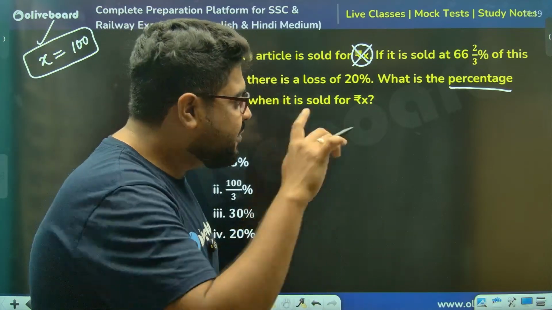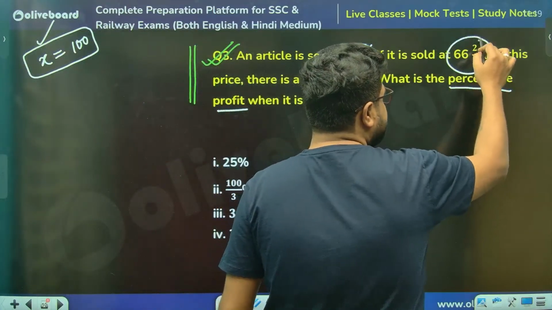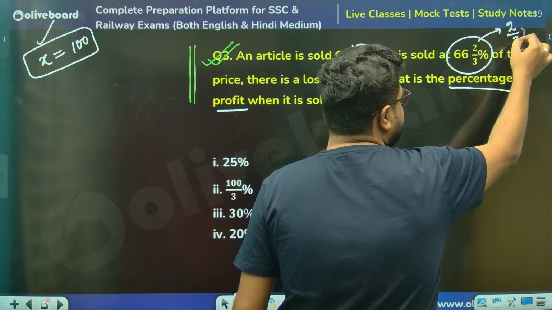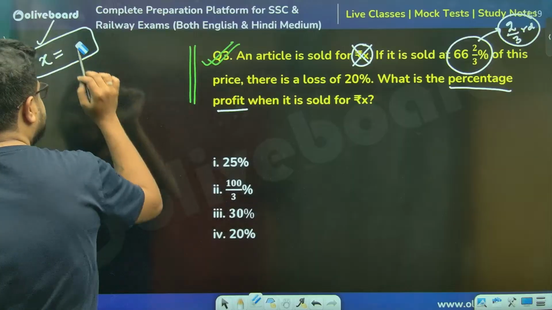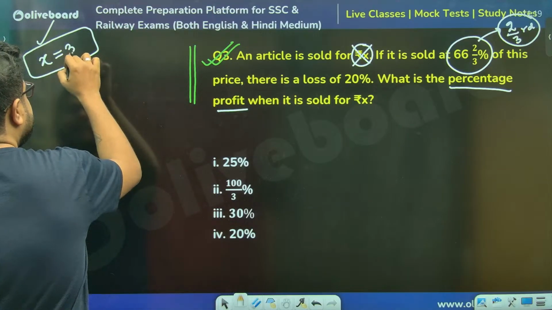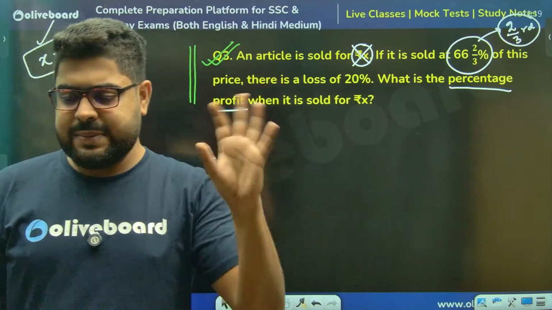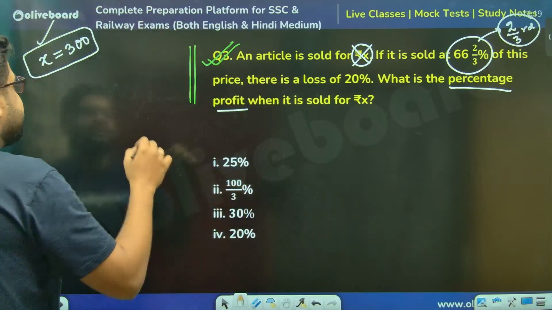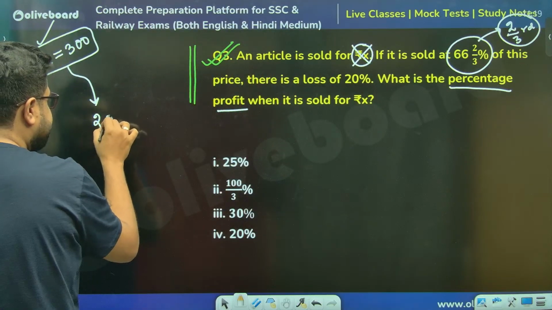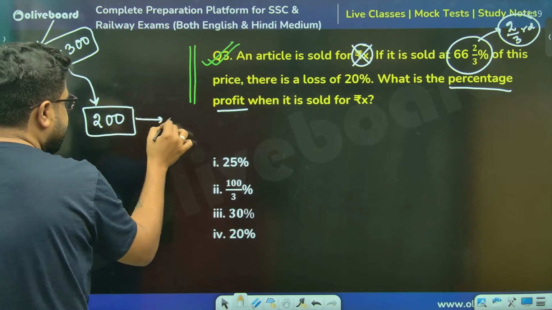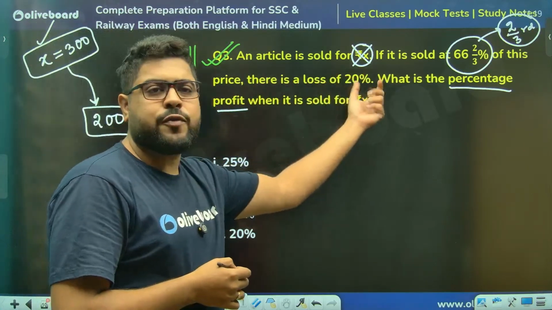But again, I'll go one step further. Why? Because I can see this percentage is two-third. This stands for two-third, we all know. Percentage to fraction, sir. So let's not take this 100. Let's take this 300, so that I don't even need to calculate anything with fraction. वो easy बनाएंगे sir हम इसको. So that means if it was sold for two-third of it, meaning, sir, if the SP was 200 rupees, there was a loss of 20%.